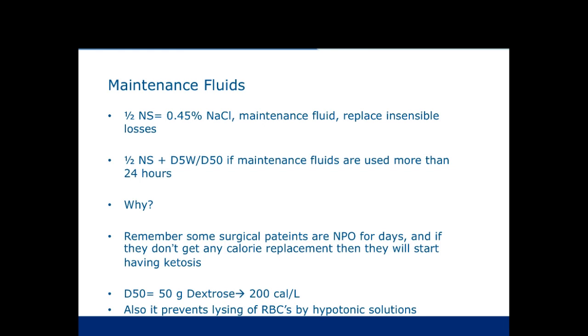And also you put some D50 in your half normal saline or anything below that to prevent red blood cell lysis. It's a very hypotonic solution. It's going to go into the cell and it's going to burst, so you don't want to do that.